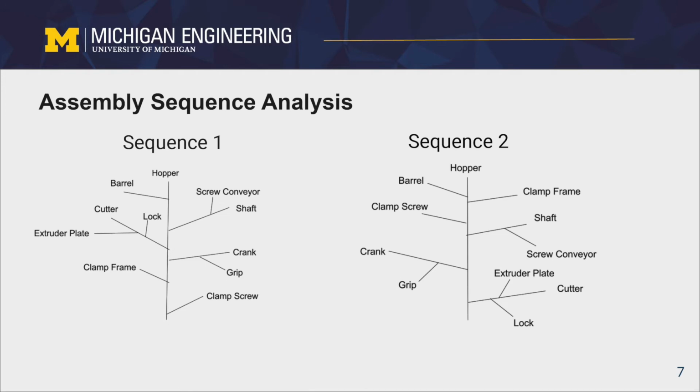Two different assembly sequences were identified as feasible for this product. The major differences between the two sequences lie within the order of the subsystem's assembly. In sequence 1, after the barrel is assembled to the hopper, the shaft subsystem is assembled, followed by the cutter subsystem, then the crank subsystem, and finally the clamp subsystem. In sequence 2, after the barrel is assembled to the hopper, the clamp is then assembled, followed by the shaft subsystem, then the crank subsystem, and finally the cutter subsystem.